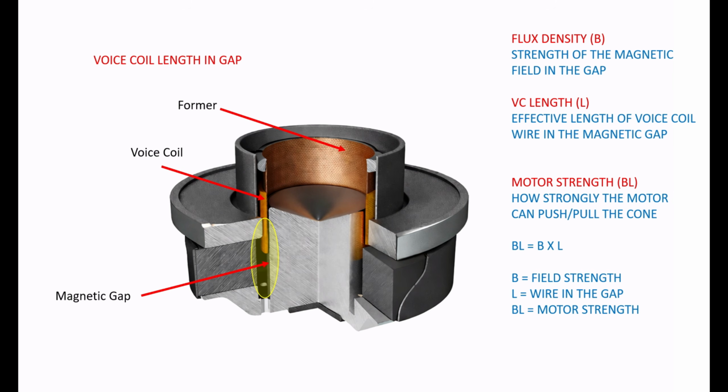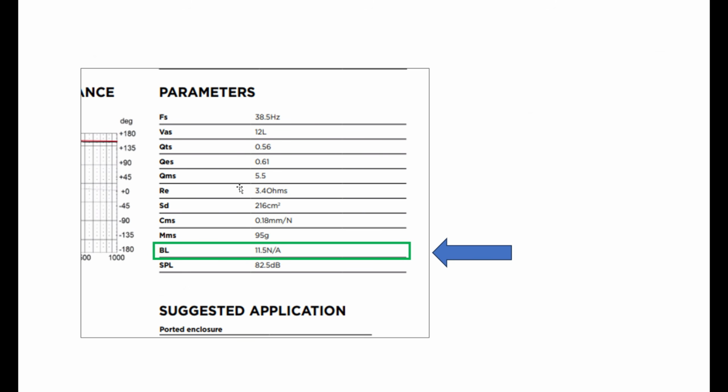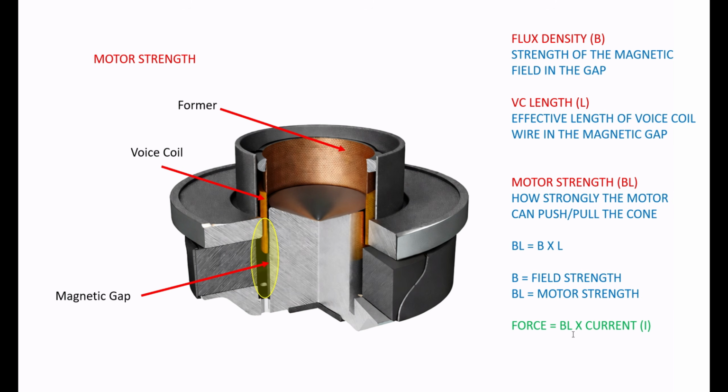If you go to a technical data sheet, you'll often find motor force, BL, listed there for you. And if you know the current at any particular time, and you know the speaker's BL, you can work out the actual force that's being applied to the cone at any particular point in time, which is super handy.